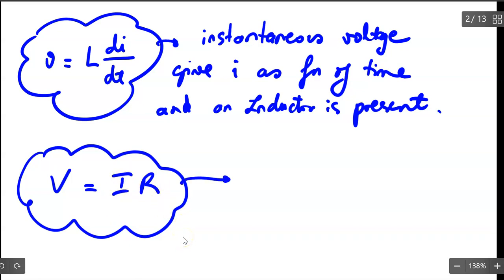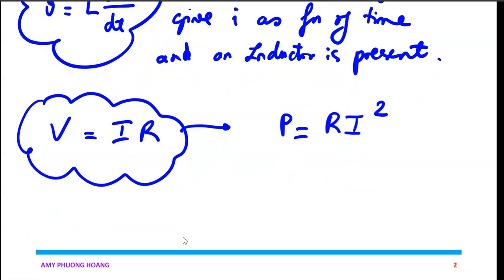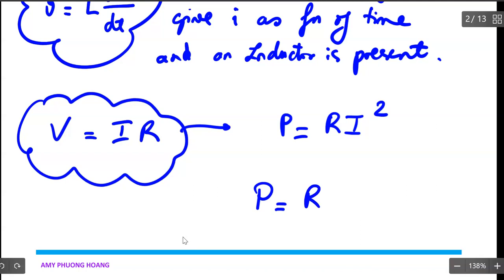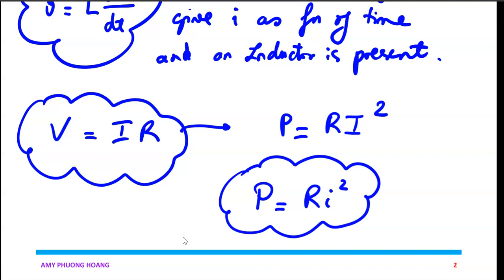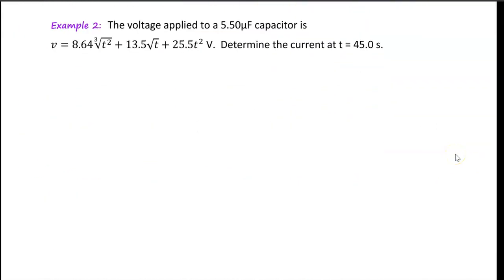And from here, you can derive the formula P equal to Ri squared. However, in this lesson we are not going to talk about P equal to Ri squared. We will be seeing this formula again in the next lesson. I just want to let you know that this formula is derived from Ohm's law. Alright, let's continue with the example that I would like to go over with everyone.